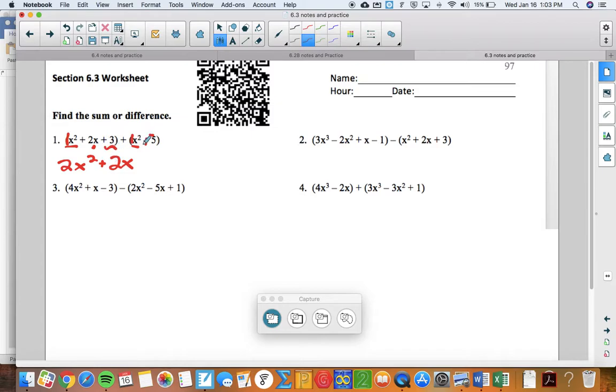And then we have 3 and negative 5. You can add 3 and negative 5. You've been doing that for quite some time. Adding numbers together, you get negative 2. Bada bing, bada boom. Now here we are subtracting.